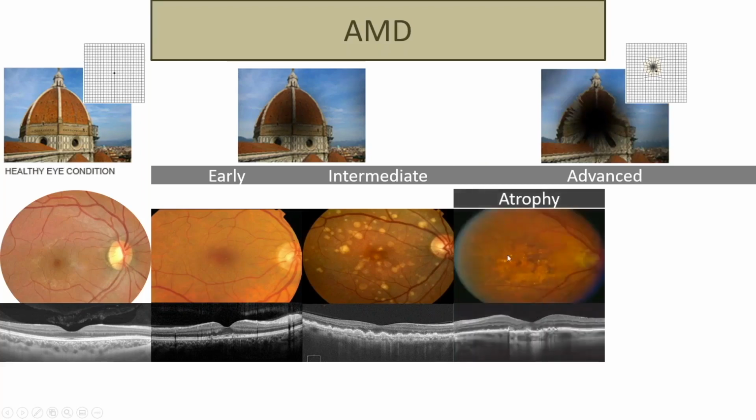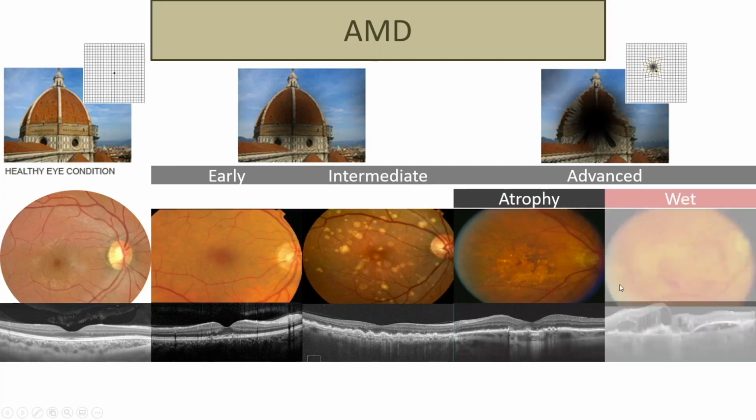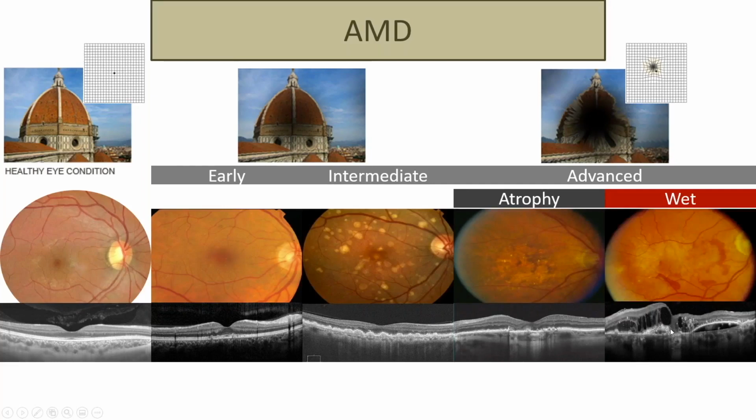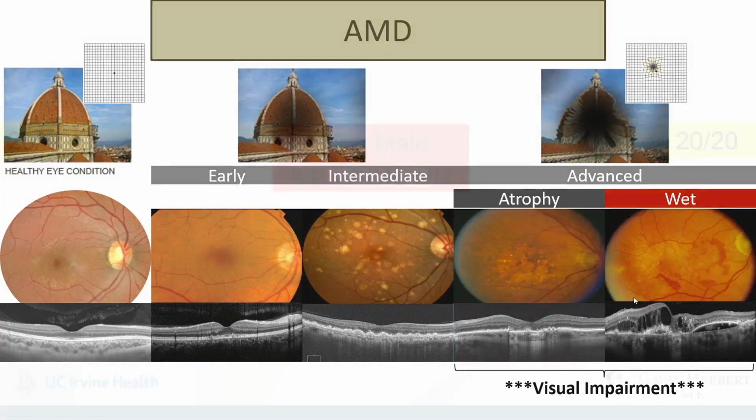And this can be of the dry form, where we actually lose the photoreceptors and the retinal pigmented epithelium in the central part of the fovea, or wet macular degeneration, where we have exudation, bleeding underneath the retina, and complete distortion of the retinal architecture. So this is where characteristic visual impairment is described for macular degeneration.